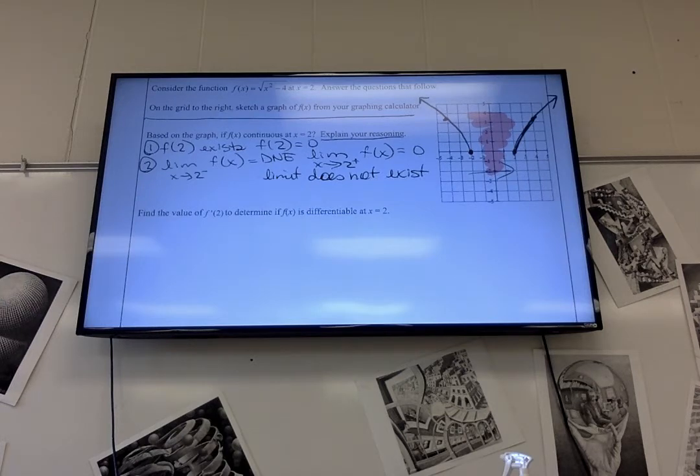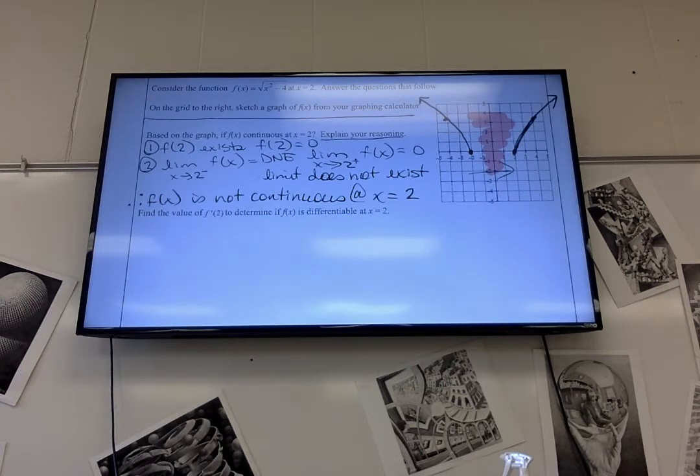So f of x is not continuous at x equals 2. That's because there's no limit there. You're right, because those two things don't touch, basically. What's the third part of it? The third one is that the limit and f of 2 have to be the same. Oh, everything is. So if the limit did exist, it would have to be 0. It would have to equal f of 2.